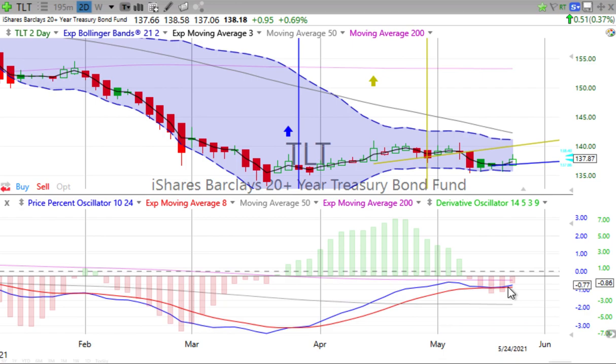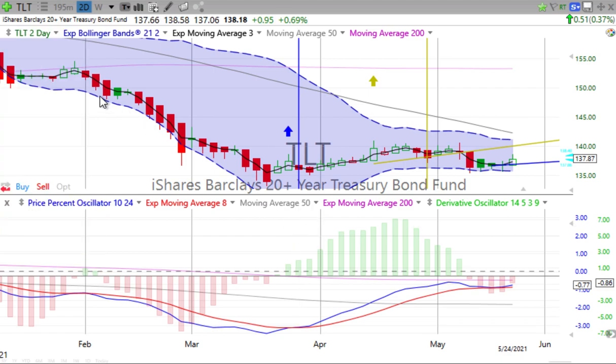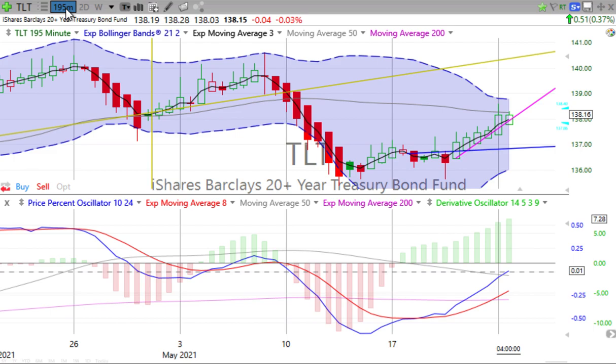They usually move conversely to stocks. When stocks go down, bonds go up, and we see everything up for the day. So we'll continue to wait, watch, see what's going on. Derivative oscillators still negative on that 2-day. Price percent oscillator's been positive since that crossover going up all the way back on the 29th of March. So let's go to the half-day chart. We can again see things tracking up.